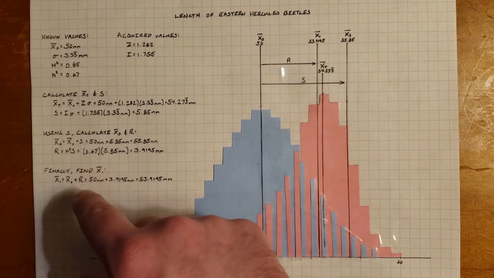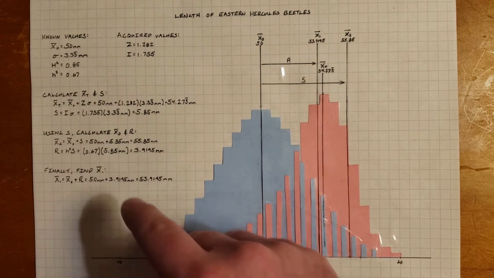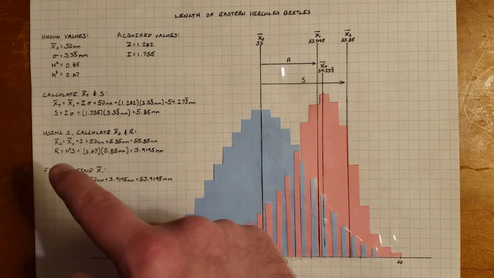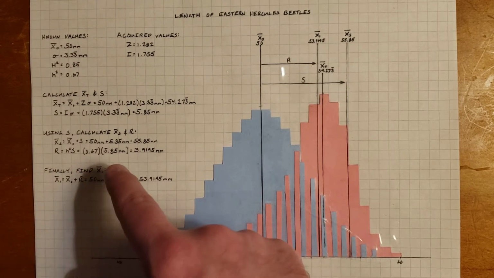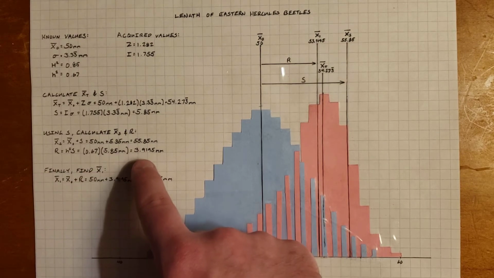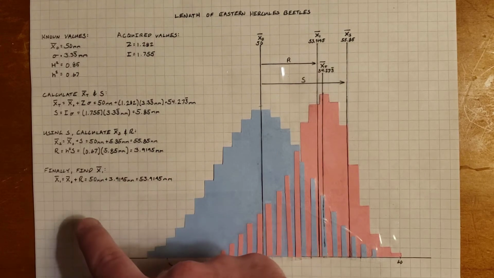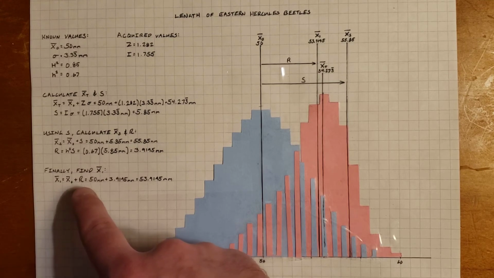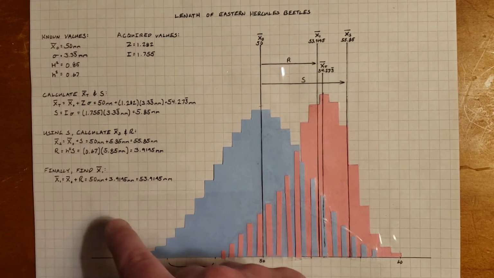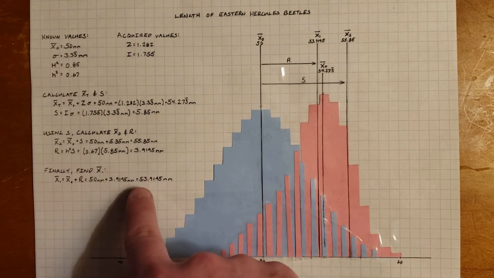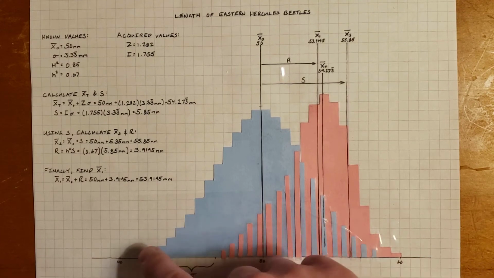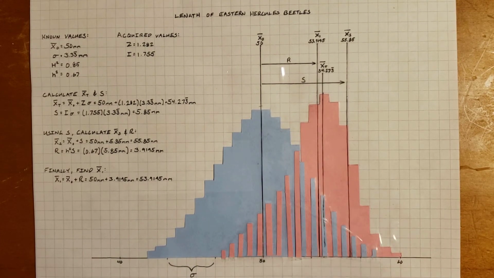I then need to find the response to selection, and this is easy to find. The narrow sense heritability times the selection differential gives me the response to selection of 3.9195 millimeters, and I simply add this to the original population to find the mean of the child population, which would end up being 53.9195 millimeters. And as you can see, the original population right here with the second population right here.